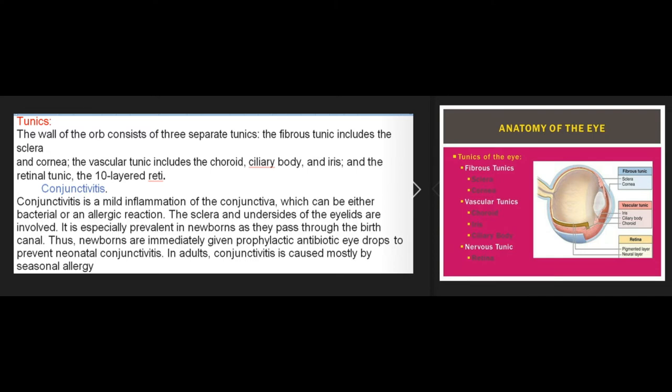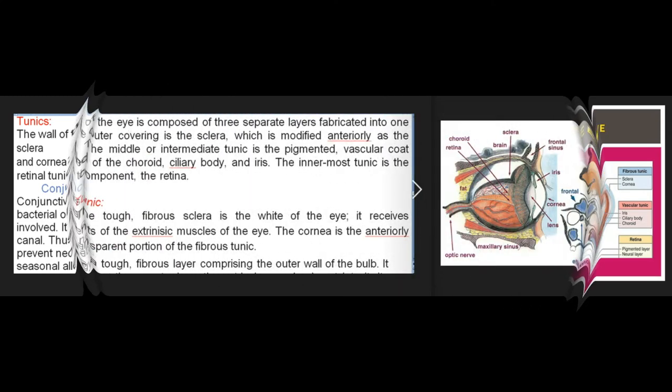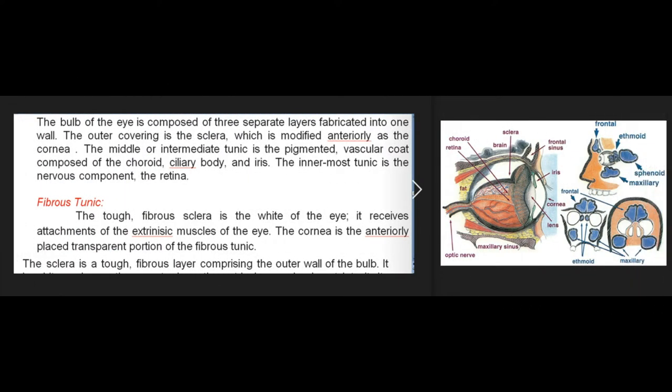The bulb of the eye is composed of three separate layers fabricated into one wall. The outer covering is the sclera, which is modified anteriorly as the cornea. The middle or intermediate tunic is the pigmented, vascular coat composed of the choroid, ciliary body, and iris. The innermost tunic is the nervous component, the retina.